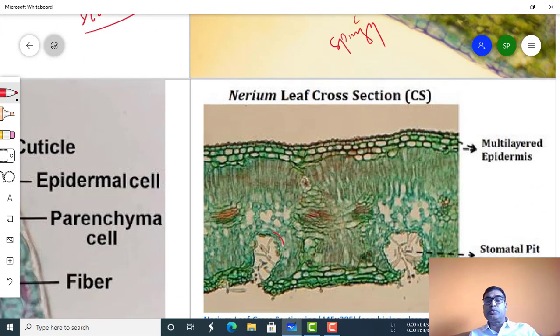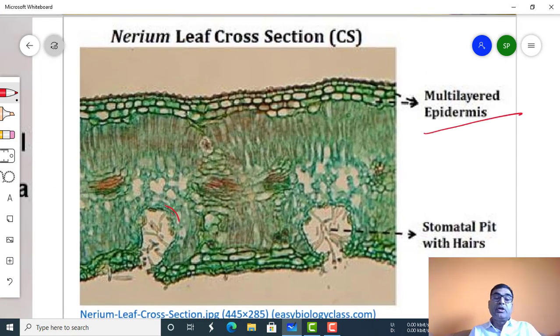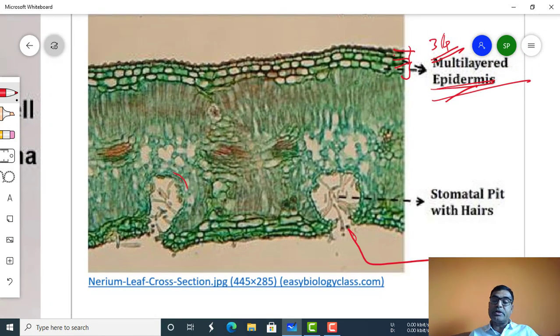Then just see, this one is a cross section of a leaf of Nerium. Here you observe a multiple epidermis. If you see, this zone is the epidermis, and here if you count the number of layers, 1, 2, 3, at least 3 to 4 layered epidermis is present here. So this epidermis is called a multi-layered epidermis, or also called a multiple epidermis. Nerium is a xerophytic type of plant, and if multiple epidermis is present in any plant, then it probably shows a xerophytic nature. One more character which shows the xerophytic nature is the presence of sunken stomata.